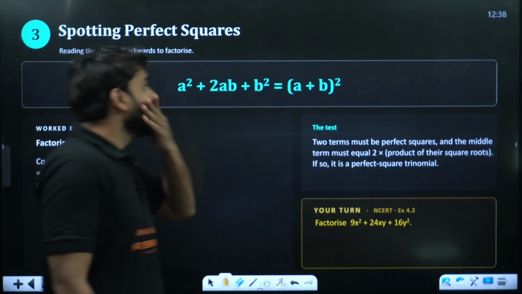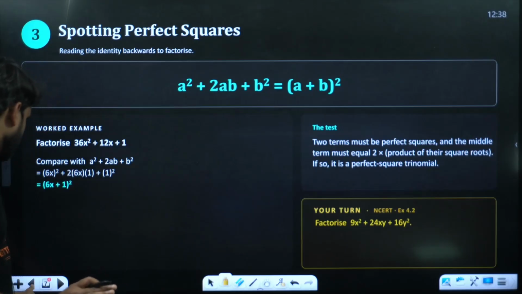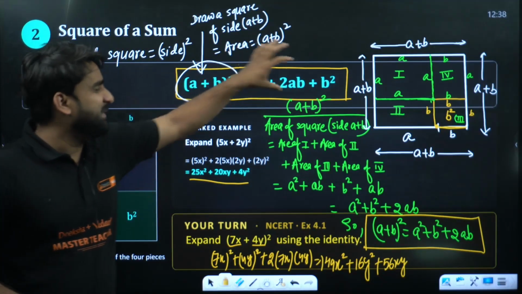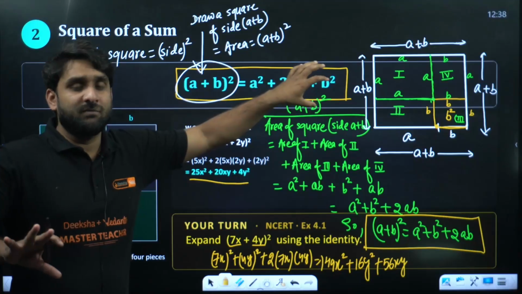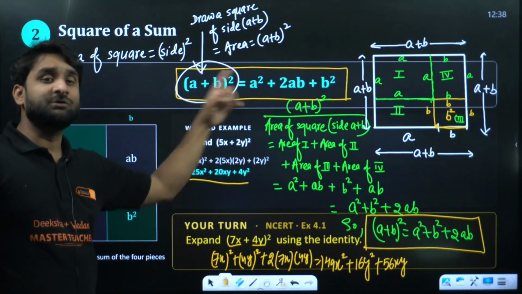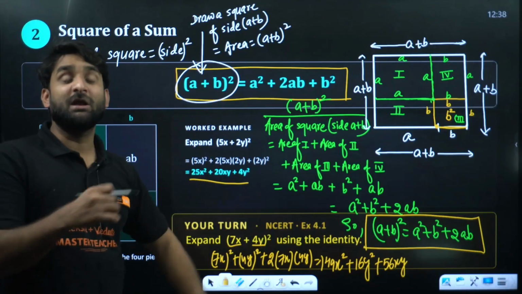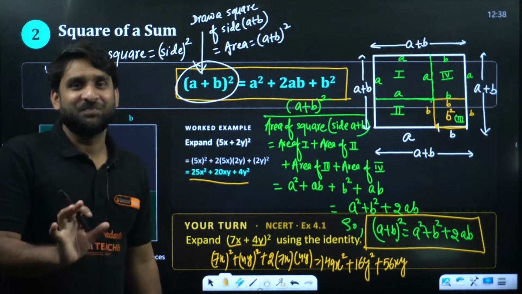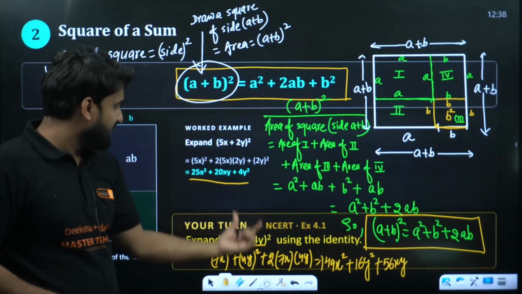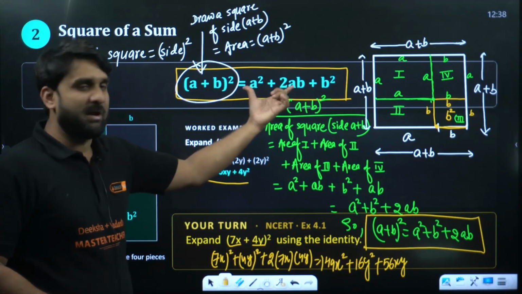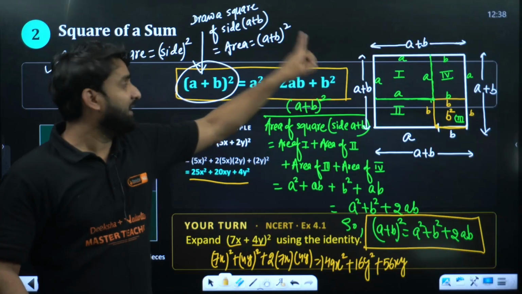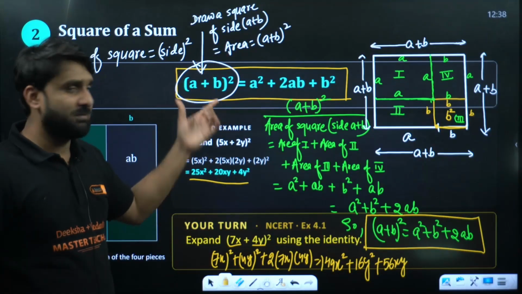Wow. So this is again, my dear champion, one more thing I want to tell you. If A plus B whole square is there, you can expand it in this format. If the expression is already in this format, you can also write in the backward direction. You can apply reverse gear. If the expression is in this format, we can expand it. But if the expression is already expanded, we can apply the reverse gear and write in this format, which is called factorization.